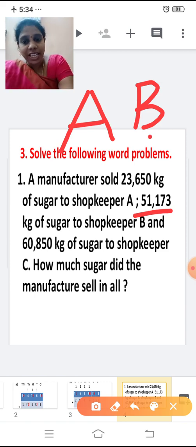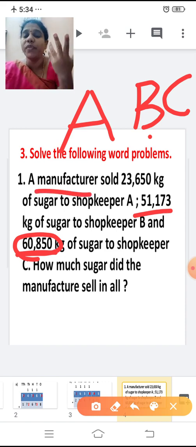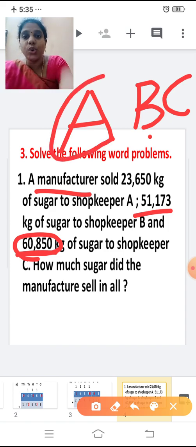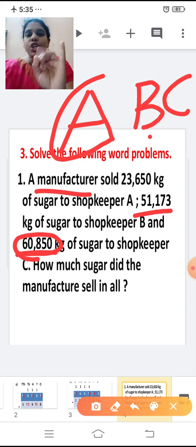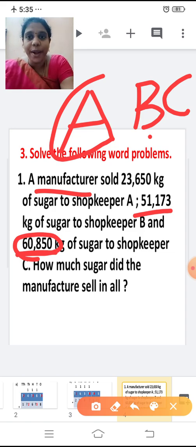Now 60,850 kg of sugar to shopkeeper C. This much quantity of sugar he is giving to shopkeeper C. Now, how much sugar did the manufacturer sell in all? In all means what will you do? We have to add the quantity he has given to shopkeeper A, shopkeeper B and shopkeeper C, right? So you are going to add all three.